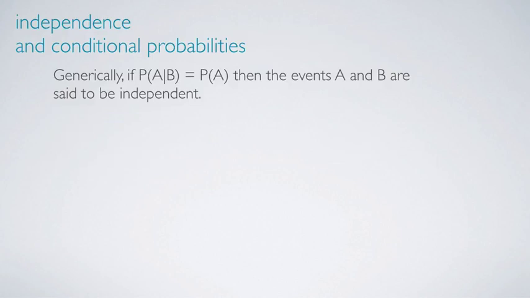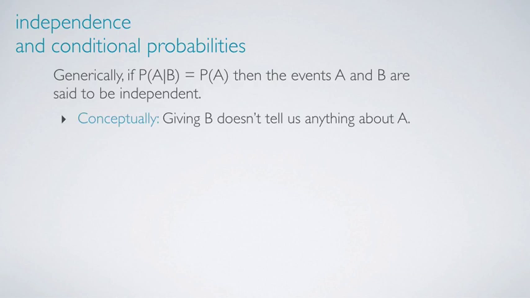Generically, if probability of A given B equals probability of A, then the events A and B are said to be independent. We can explain this in two ways. Conceptually, this rule works because it's saying that if B tells us nothing about A, then A and B are independent, meaning that whether we have the probability with B given or not, the probabilities are exactly the same. That basically tells us that knowing B is worthless, or in other words, the two events are independent.